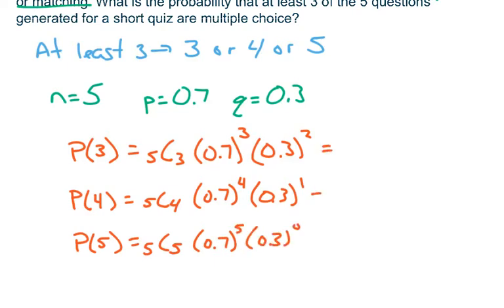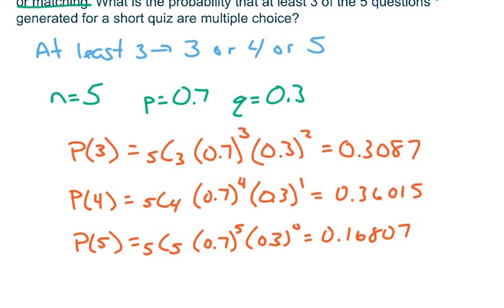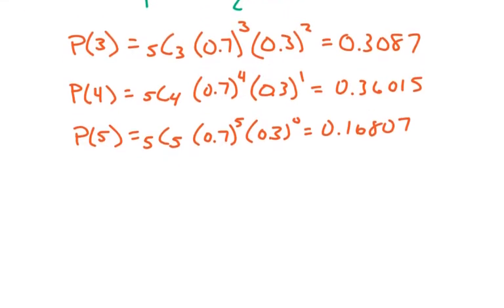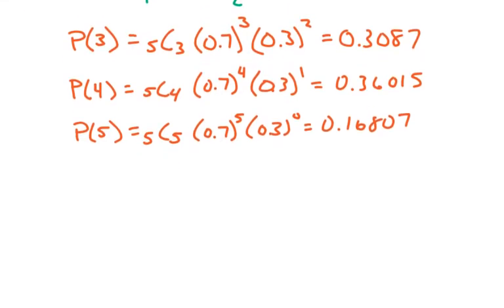Now we're just going to type these in our calculator. I've already done that. It's going to be 0.3087 for 3 questions, 0.36015 for 4 questions, and for 5 multiple choice questions, it's going to be 0.16807. What we're going to do with those 3, since we're talking about at least 3, we can't have 3 and 4 and 5. We can only have 1 at a time, which makes these exclusive events, which means we're going to add them together. At least 3 is going to be equal to our 3 probabilities added together.